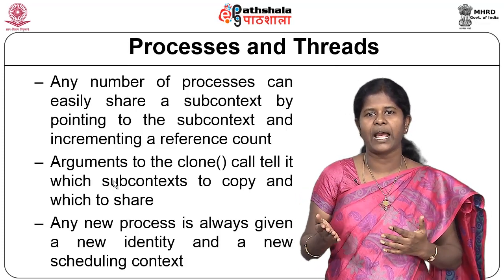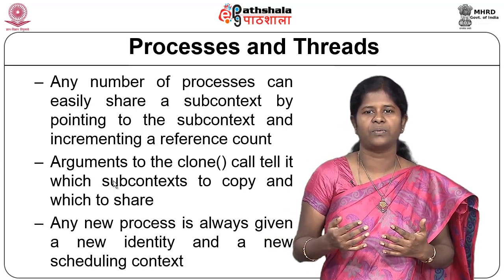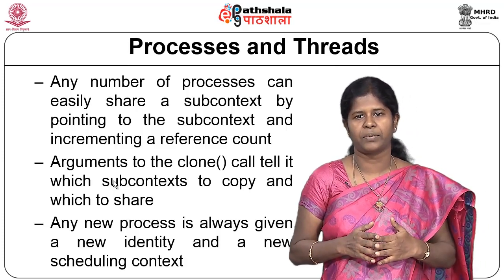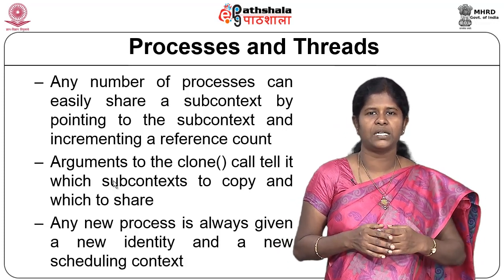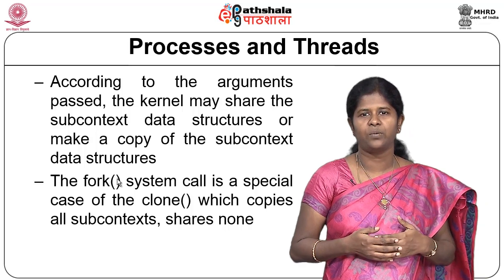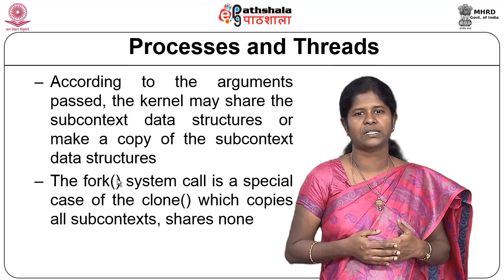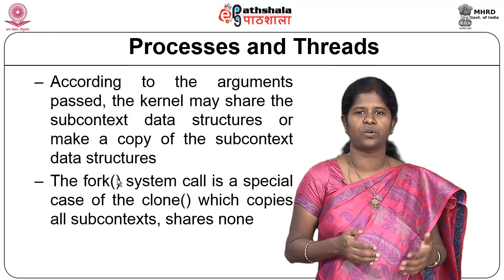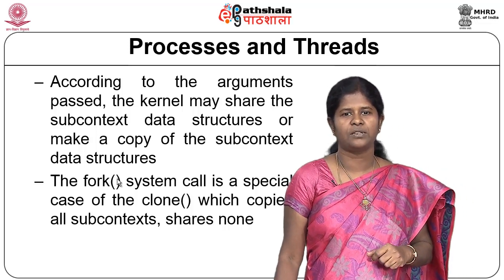If you set some flags, then those have to be shared. If you do not set the flag, then those will have to be copied. So, by default a copy has to be made. If flags are set, then sharing can happen. Any new process which you are creating will always be given a new identity and a new scheduling context. And according to the arguments passed, the kernel will share the subcontext data structures, or it will make a copy of them. The fork system call is a special case of the clone system call, which will copy all the subcontexts, but will not share any of them.